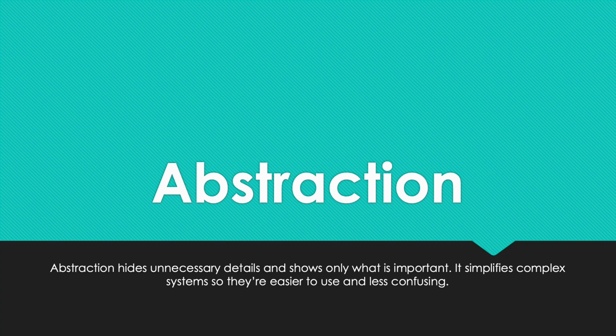Abstraction hides unnecessary details and shows only what someone needs. The main idea is reducing confusion and preventing mistakes. A good example is pressing a submit button instead of dealing with all the code behind it.